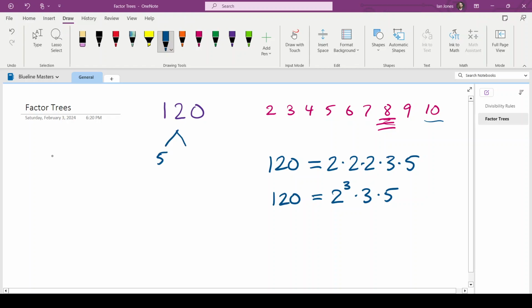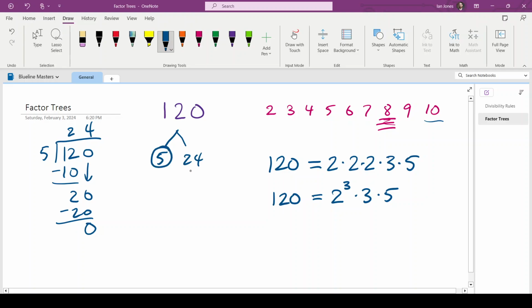Now, I better use a little bit of long division here to divide this. 5 goes into 1, not at all. 5 goes into 12 twice. 2 times 5 is 10. 12 minus 10 is 2. Bring down the 0. How many times does 5 go into 20? 4 times 5 is 20. Subtract, 0. There's no remainder. So in fact, 5 fits into 120 24 times. 5 is a prime. 24 is not.